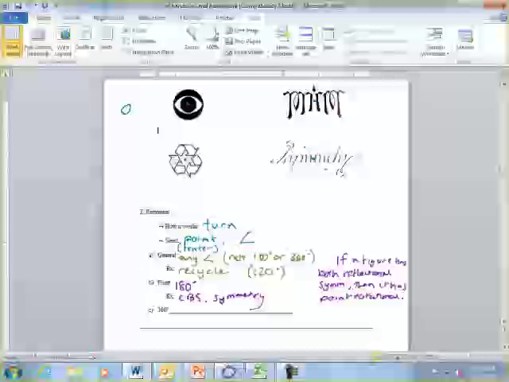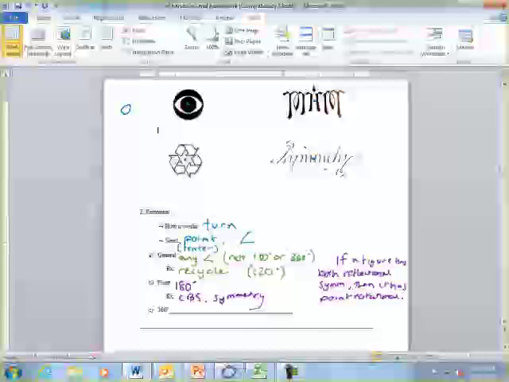But it does not work the other way. Just because it has point rotational, it will not necessarily have the reflectionals. And we can see that in the word symmetry. That symmetry has the rotational, but not the reflectionals. But if you can find something that has both reflectionals, it also must have that rotational as well. Okay?